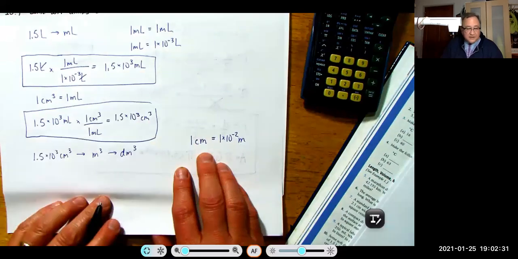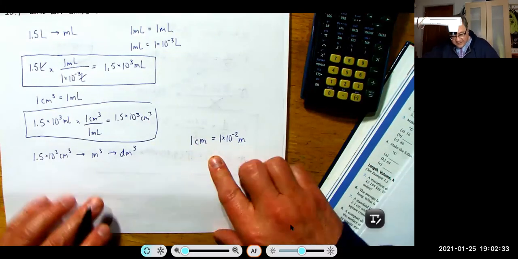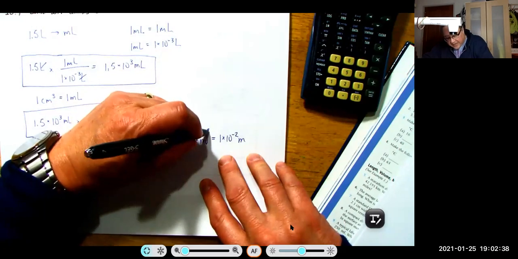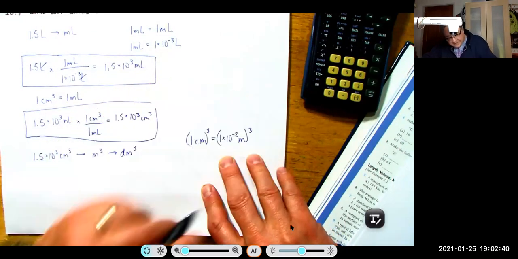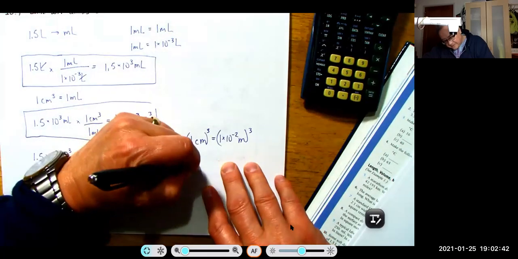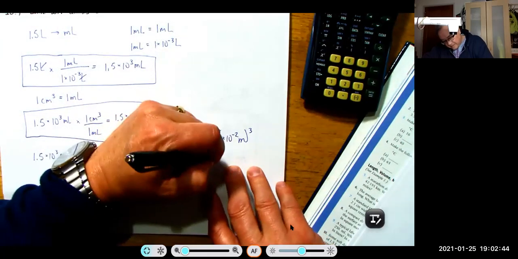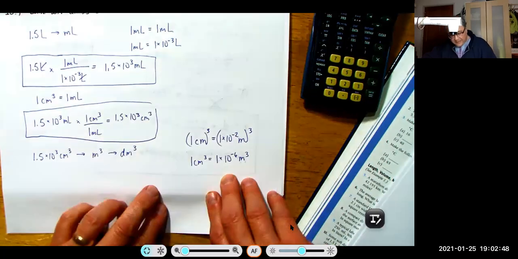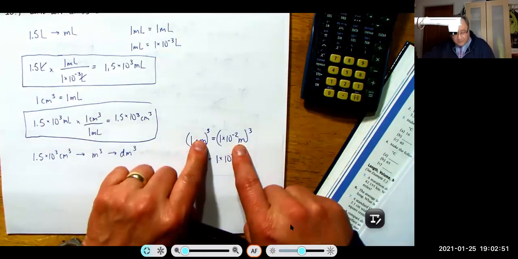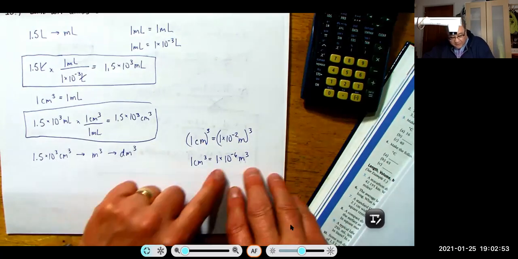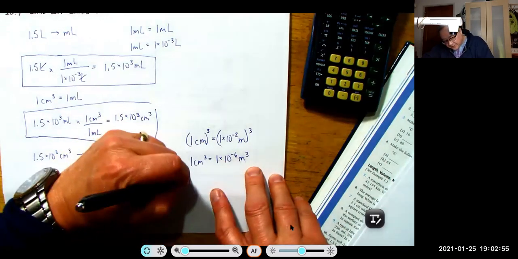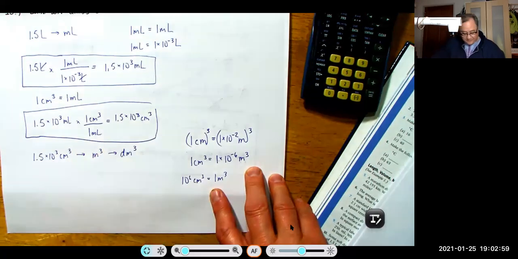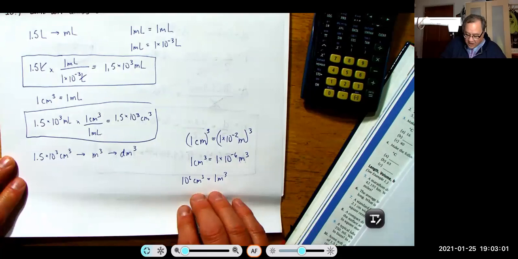So this is a fact. And if I cube this side, I have to cube that side. And here, this is the same thing as what's in parentheses. And if I take this over to this side, I get 10 to the 6 centimeters cubed is 1 meter cubed, and that's 1 million. Now, this is a lot of work.